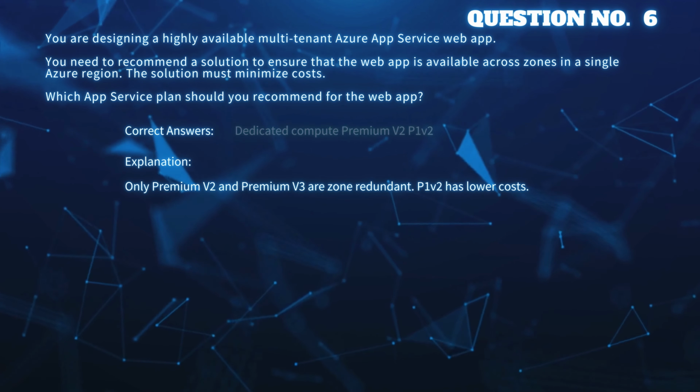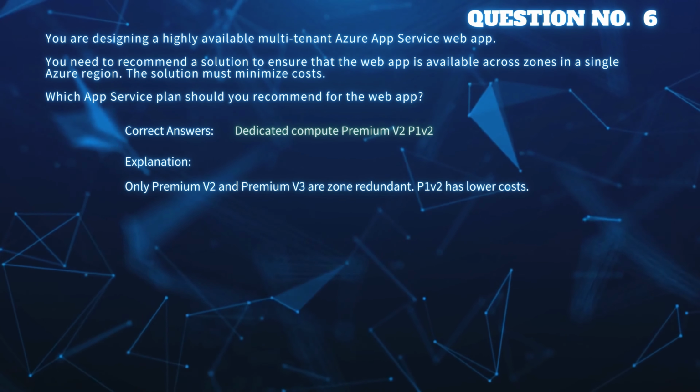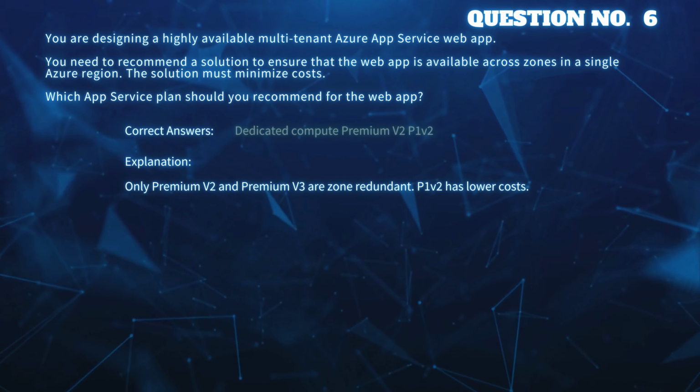Explanation: Only Premium V2 and Premium V3 are zone redundant. P1 V2 has lower costs.